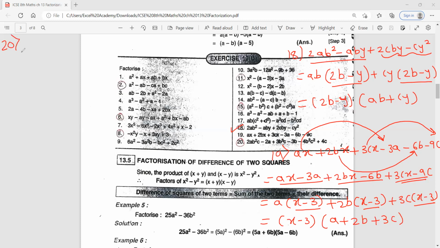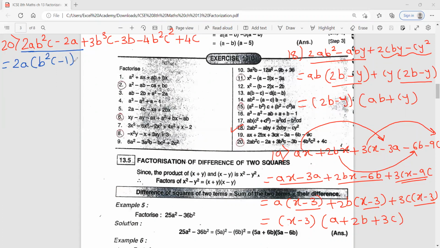ओके, सो लेट्स डू लास्ट वन, 20th. 2ab square c minus 2a plus 3b cube c minus 3b minus 4b square c square plus 4c. First question, do we have to rearrange anything? No. In this case, we shouldn't rearrange anything. So directly take common from the first two terms. What common can you take? 2a. So you will get b square c minus 1.